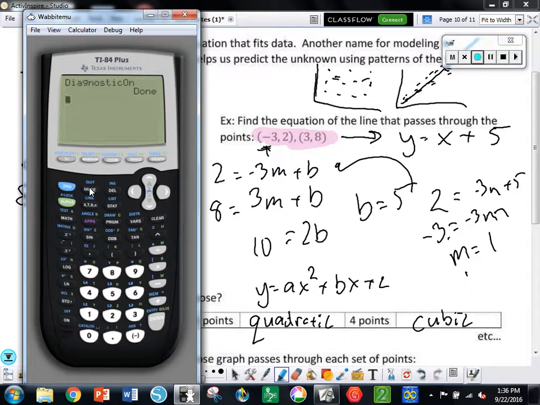I'm going to go back into my stat button. Stat. Over to calculate on the top. See how it's on the top? It says calculate. Push over. Okay, I am looking because I have 2 points. Am I looking for my linear regression, my quadratic, my cubic, or my quartic? Linear. So I'm going to go down to linear. Right? I'm going to hit enter.